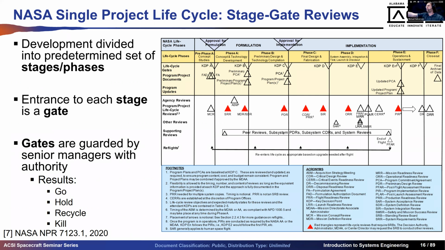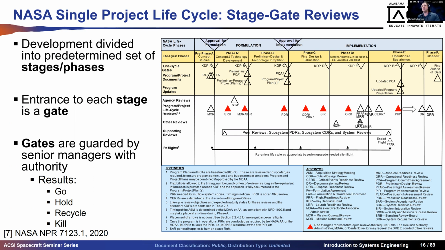Okay, so this is the NASA single-project, or single-mission, project life cycle from NPR 7123.1C. What you're looking at here are reviews. You can see in the middle, you have system requirements review, mission definition review, system definition review. You have a PDR, preliminary design review. Many of you have probably heard of that one. CDR, system integration review, and so on. Here are the acronyms for those. These are called stage gate reviews. That's the formal name for it.